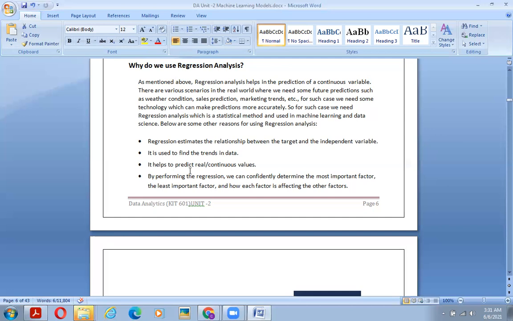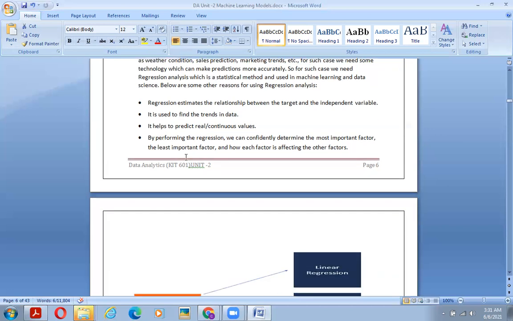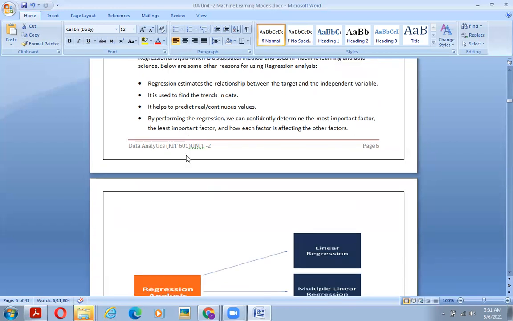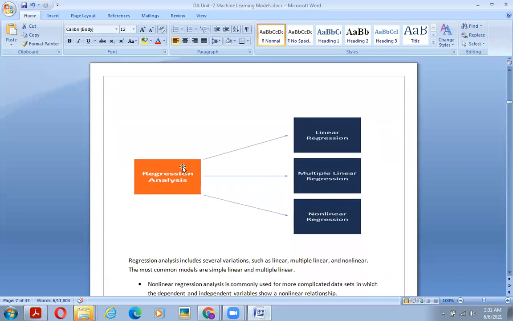It is used in machine learning and data science. Below are some of the reasons for using regression analysis. First, regression estimates the relationship between the target and independent variable. Second, it is used to find the trends in data. It helps to predict real or continuous variable values. By performing regression, we can confidently determine the most important factor, the least important factor, and how each factor is affecting the other factor. In general, regression analysis is divided into three types.